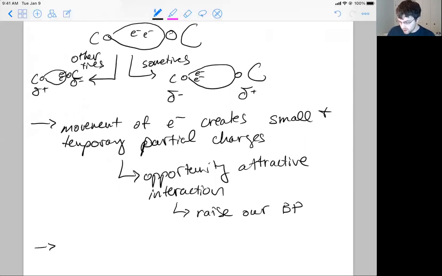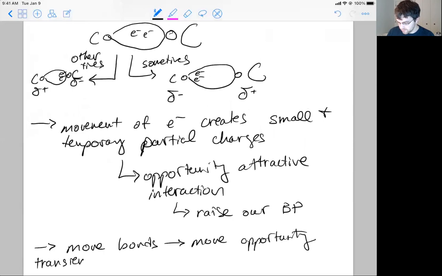Now, additionally, more bonds means more opportunity for transient dipoles, and that leads to stickier molecules or higher boiling molecules, higher boiling points. So this explains the effect that we saw in the last lecture, where as we were adding carbon atoms, we saw an increase in the boiling point.